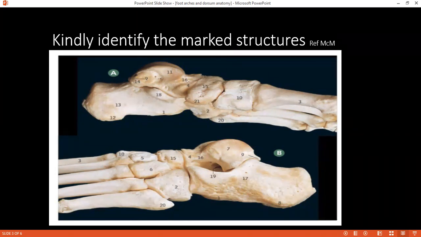Right. Can you tell me how many arches there are in the foot? There are 3 arches: the medial longitudinal arch, the lateral longitudinal arch, and the transverse arch.